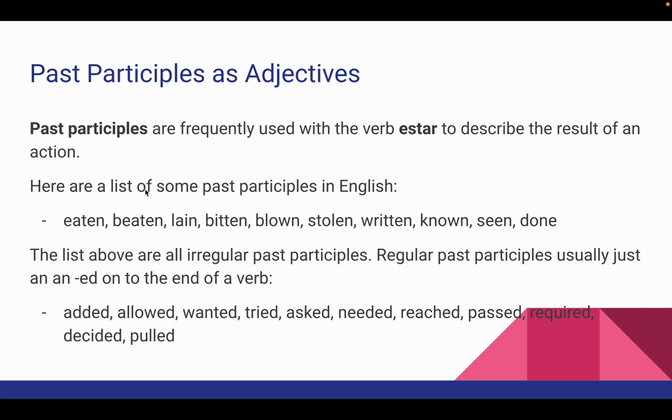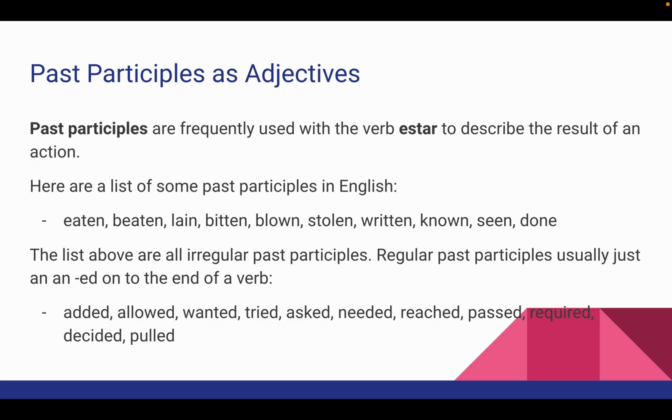Right? So the infinitive of eat, of to eat, is to eat. And then if you make it into a past participle, eaten. To beat, beaten. To lay, lain. To bite becomes bitten as the past participle. He was bitten. To blow becomes blown. To steal becomes stolen. To write becomes written. To know becomes known. To see becomes seen. To do becomes done. Those are what we call the past participle forms of those verbs.